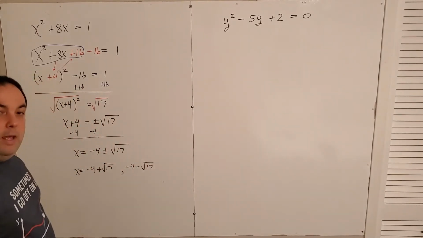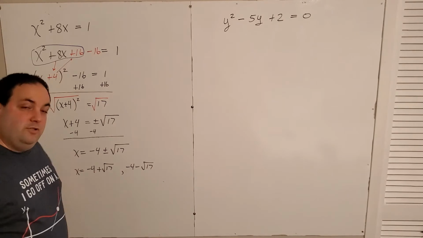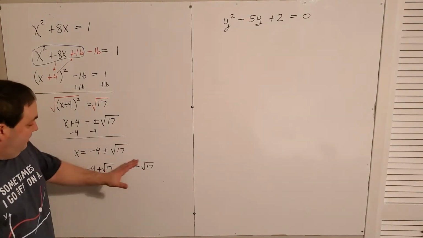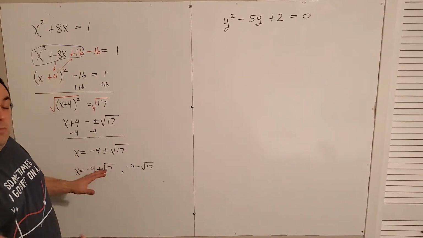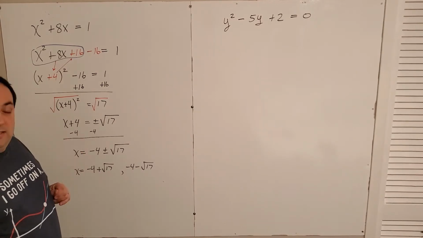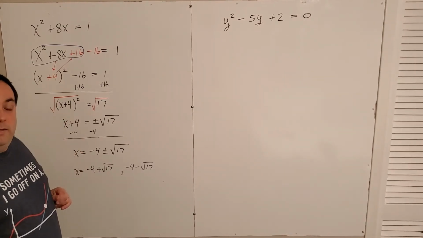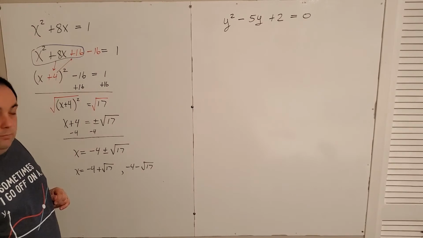And then depending on your application or the instructions of whatever you're doing, you can either leave them in that format or you may have to punch them in a calculator to get the decimal approximation. Right? Just depends on whatever the instructions are, what you're dealing with.